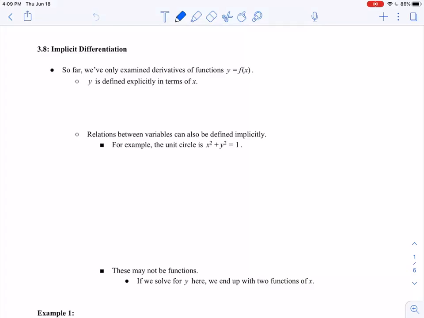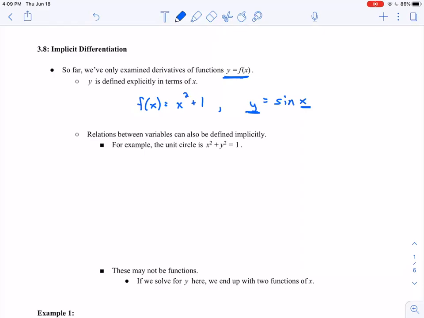Up until this point, we've only looked at derivatives of functions of the form y equals x. In other words, we could say that y is defined explicitly in terms of x. It's only defined in terms of x. So we've dealt with functions like f of x equals x squared plus 1, y equals sine of x, things like this, where y is solely a function of x. It only depends on x.